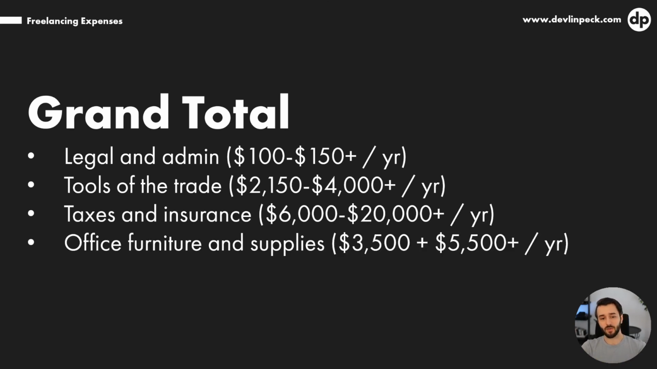Office furniture and supplies, we're looking at about a $3,500 upfront cost with a recurring cost of maybe $5,500 per year, and that is including the actual office space, so the monthly rent for your office space in your home. I hope that I explained that well. So our grand total we're looking at here is almost 14 grand per year.